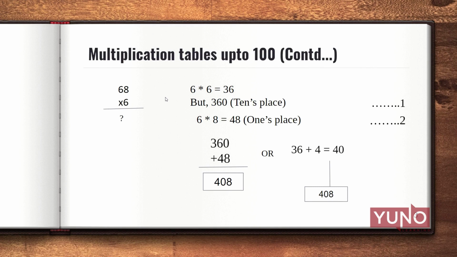Let's see one more example where we need to multiply 68 with 6. Now 6 multiplied with 6 gives us 36, which is actually 360. And 6 multiplied with 8 gives us 48. Now I am skipping this step and jumping towards this. Now here 36 plus 4 is 40 and 8 I write as it is. So 68 multiplied with 6 becomes 408.